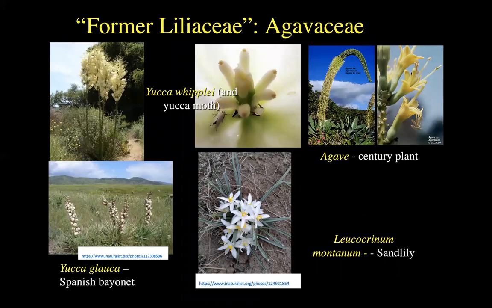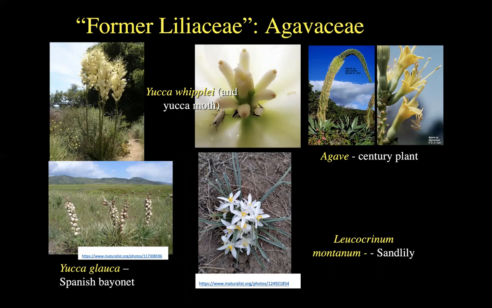Then we have the Agavaceae. So that includes certainly our local Yucca, which will have big, beautiful, very lilioid flowers. Many other species of Yucca. Here's Yucca whipplei. So you can see that has a big compound inflorescence. And here's a close-up of that enigmatic tiny little yucca moth, that mutualist with the species.